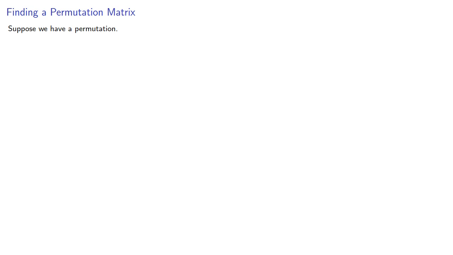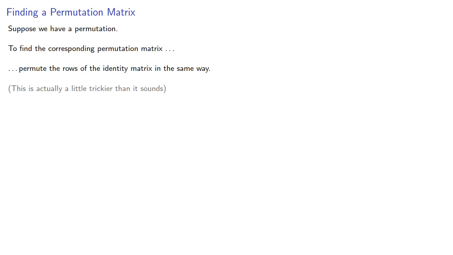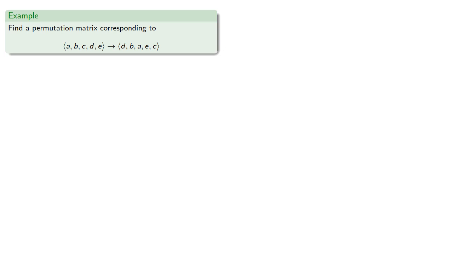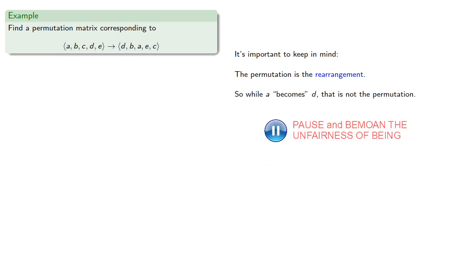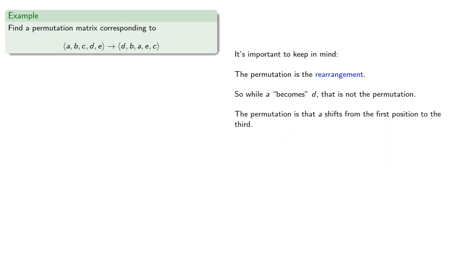So suppose we have a permutation. To find the corresponding permutation matrix, permute the rows of the identity matrix in the same way. This is actually a little trickier than it sounds. So let's find a permutation matrix corresponding to the permutation where the vector ABCDE becomes the vector DBAEC. It's important to keep in mind the permutation is the rearrangement. So while this first vector component A becomes D, that's not the permutation. The permutation is that A shifts from the first position to the third position. So the permutation we want would move the first row of the identity matrix to the third row.